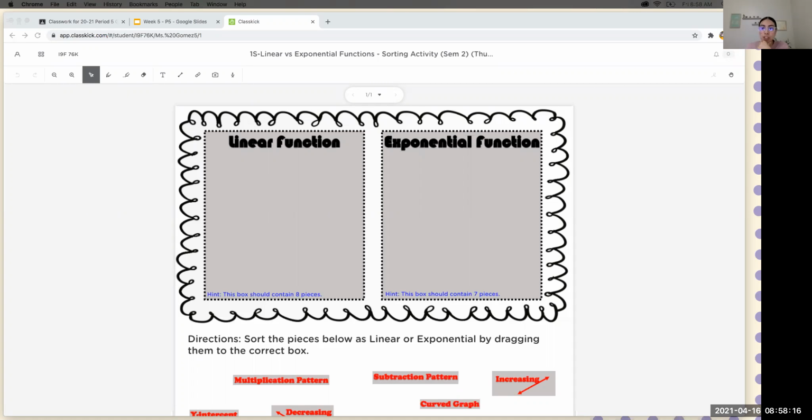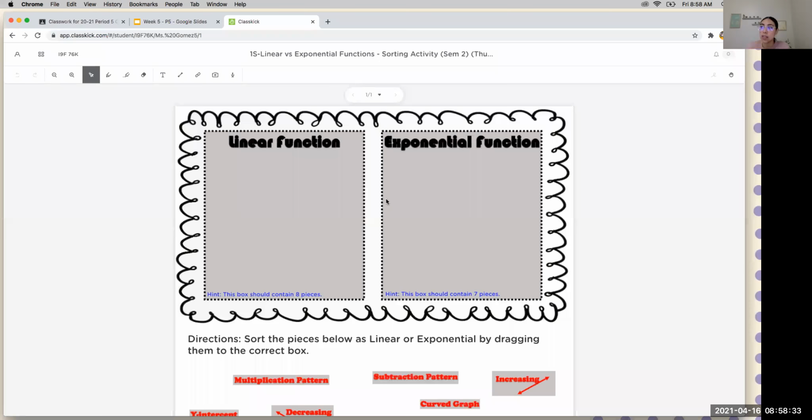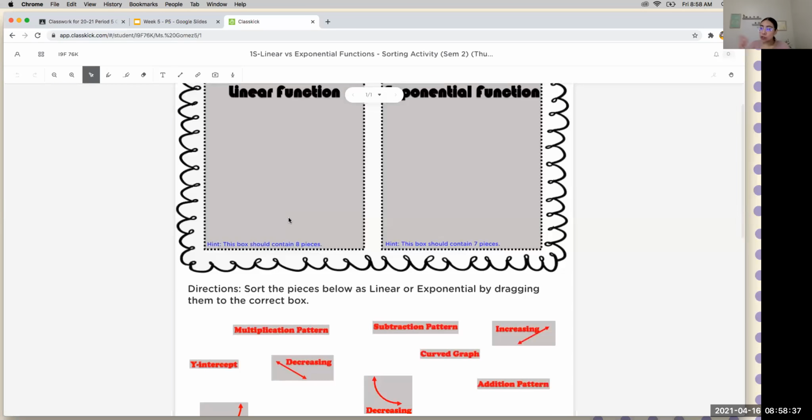All right, if you're just joining us now, we are working on the first assignment for today in your agenda. So if you click on your agenda, the first thing we're doing today is this sorting activity. Make sure you see us here in this sorting activity. It'll take you to Class Kick, which looks like this. All right, so what are we doing here?